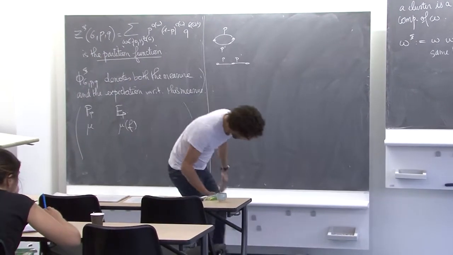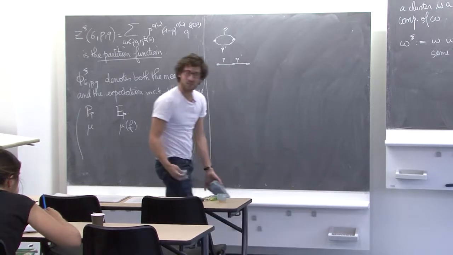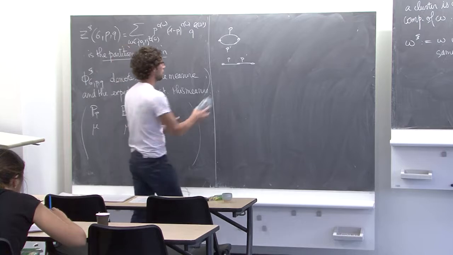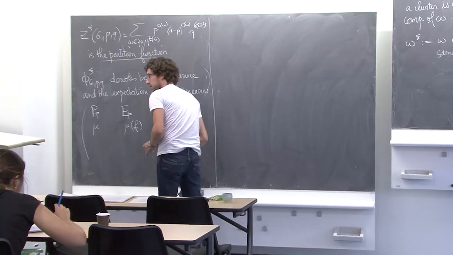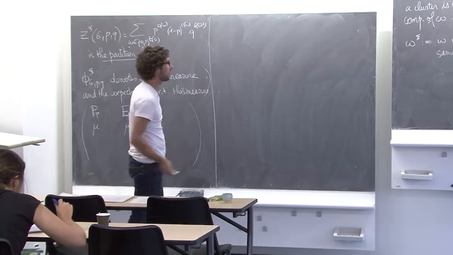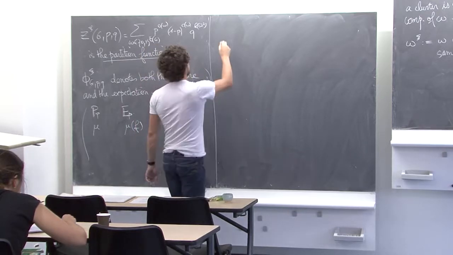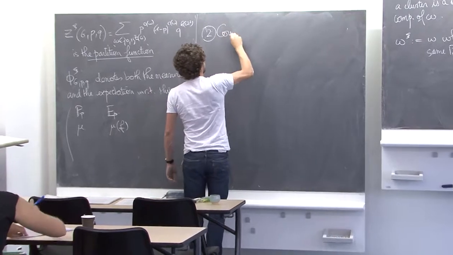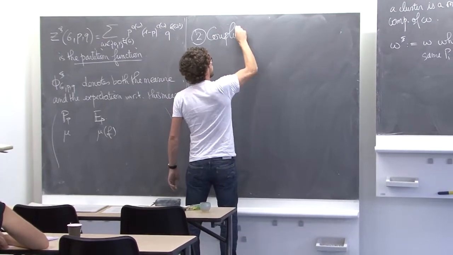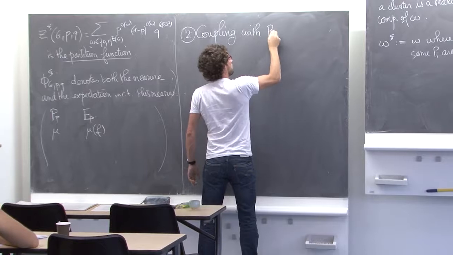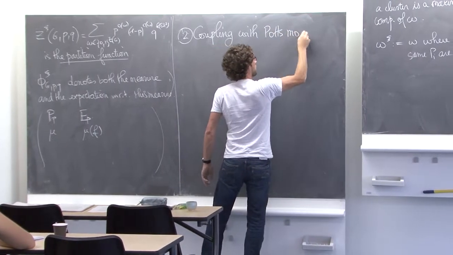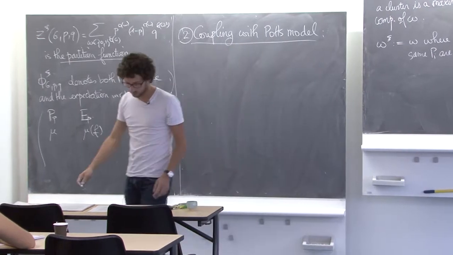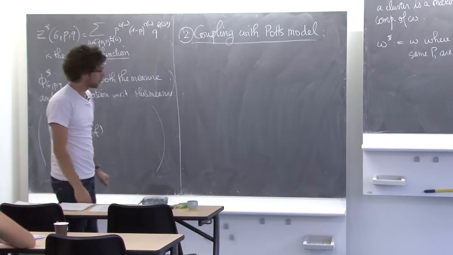As such, it's interesting, but what happened very quickly is that they realized that it has a much nicer property, which is a coupling. So Fortuin and Kasteleyn realized that there is a coupling with the Potts model. I'm just going to state the theorem and we will prove that next week. And you are going to see it's very simple.